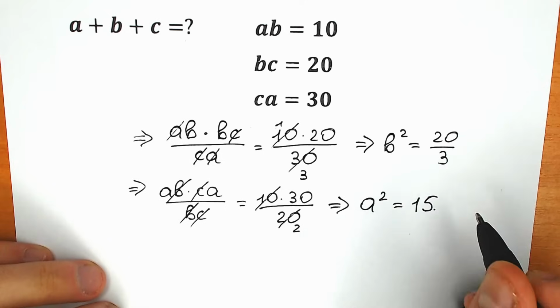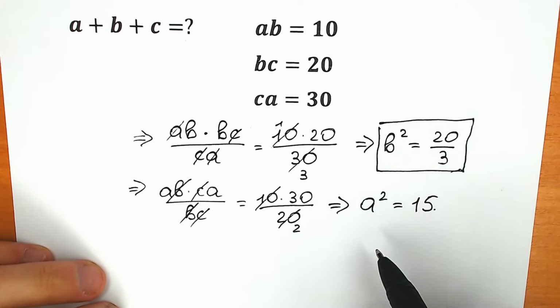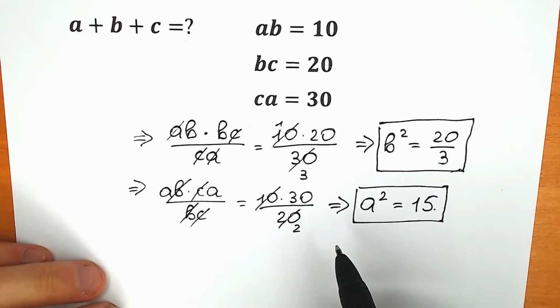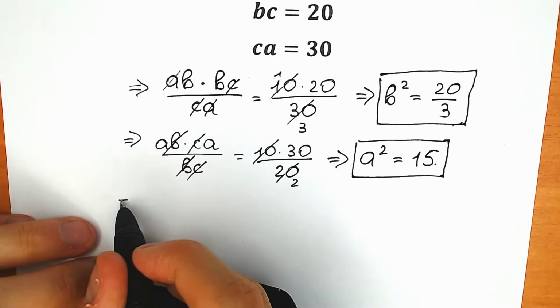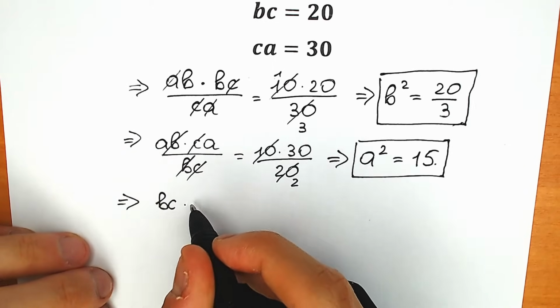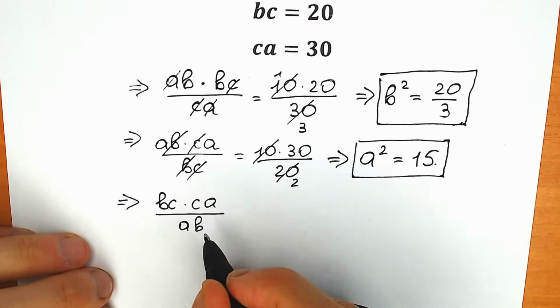So in the first expression, we have B square equals 20 divided by 3, an extremely important expression. We have A square equals 15, and it looks like we need to find our C square. So let's do this right now. Let's find C square, and for this, let's multiply BC times CA and divide it by AB. Let's see what will happen.